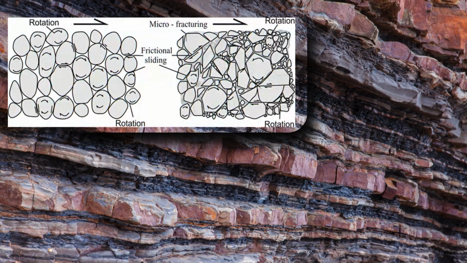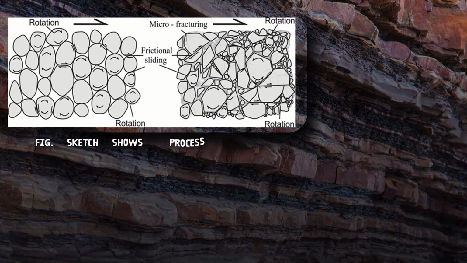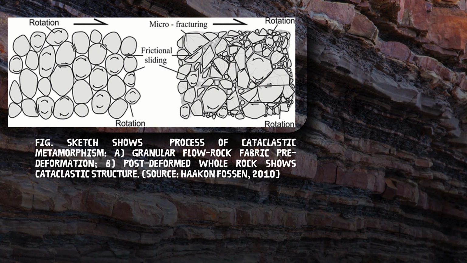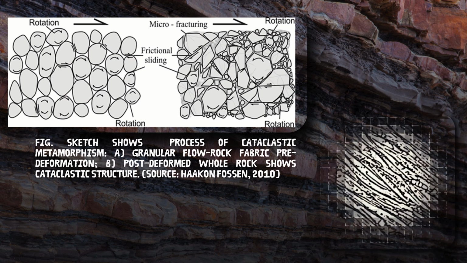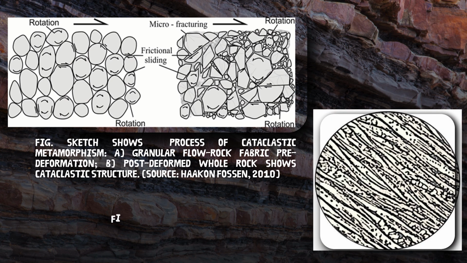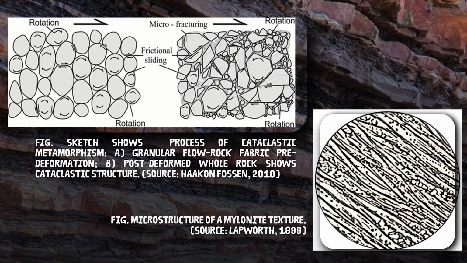In this diagram, I am showing a sketch of the process of cataclastic metamorphism. A, granular flow rock fabric, pre-deformation; B, post-deformation, the whole rock shows cataclastic structure. Whereas on my right hand side, the microstructure of mylonite texture is shown in this diagram.